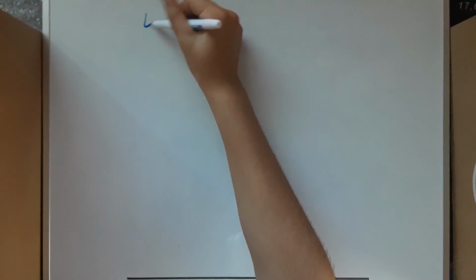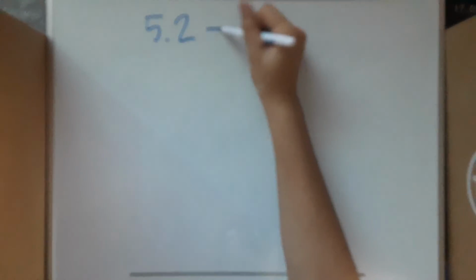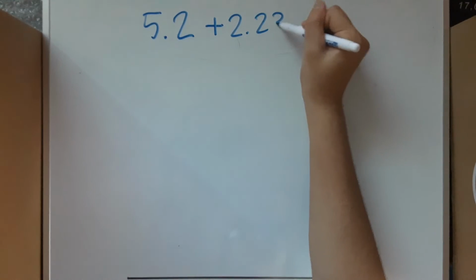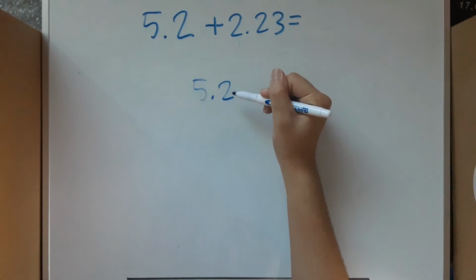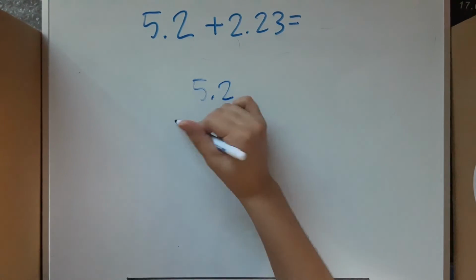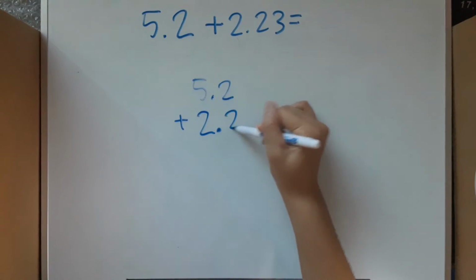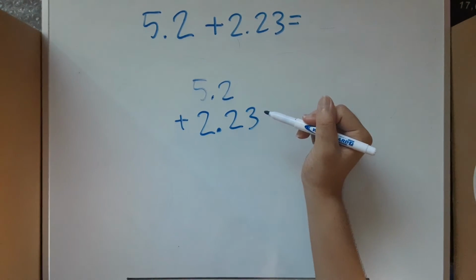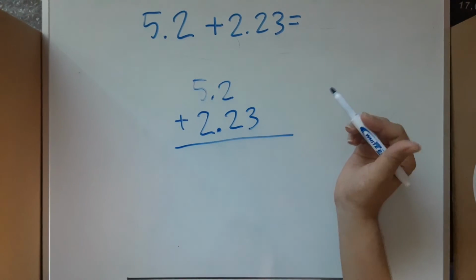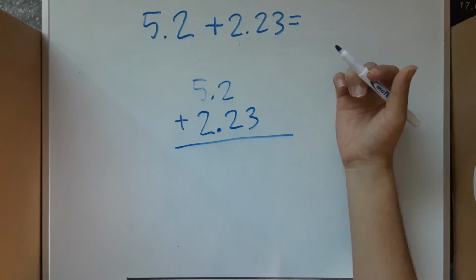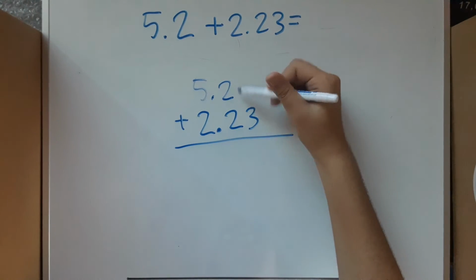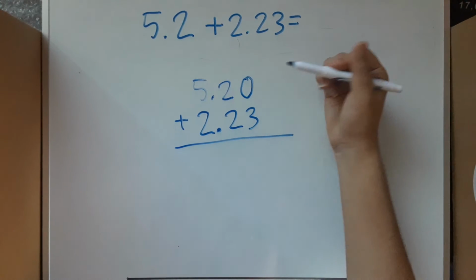What if you want to line up the decimals, but there's not enough numbers on the right side? Let's say you have 5 and 2/10 plus 2 and 23/100. We would put the 5 and 2/10 on top, and add the 2 and 23/100 on the bottom. In a case like this, there's nothing here, and nothing can mean the same thing as 0.